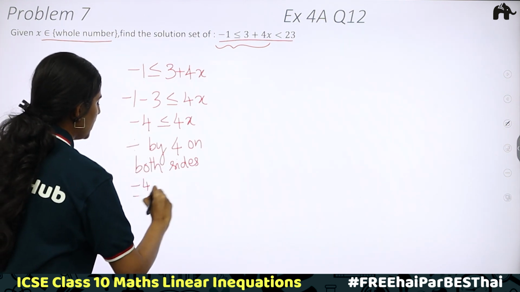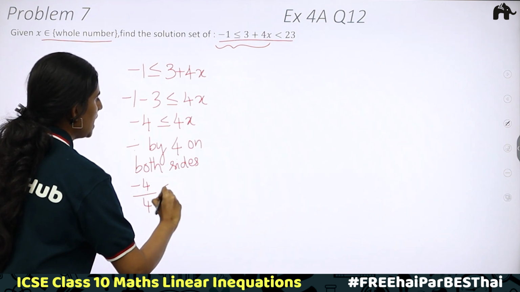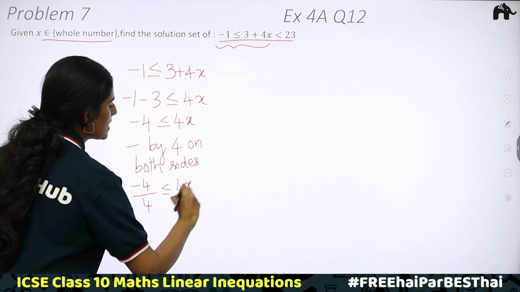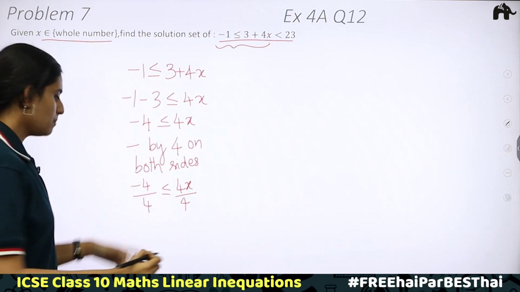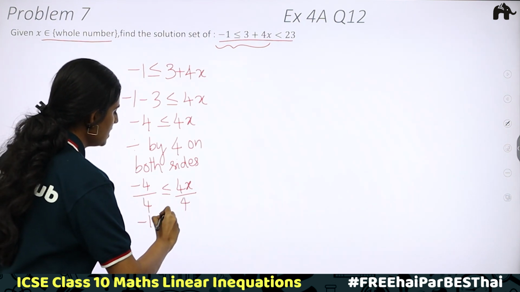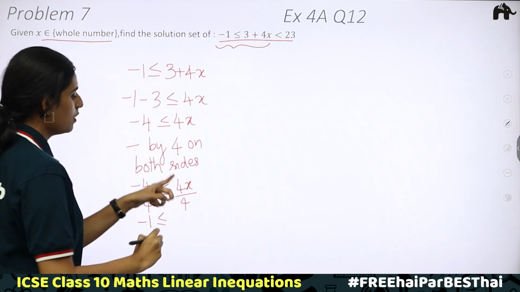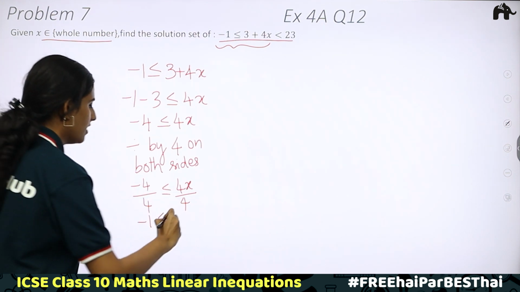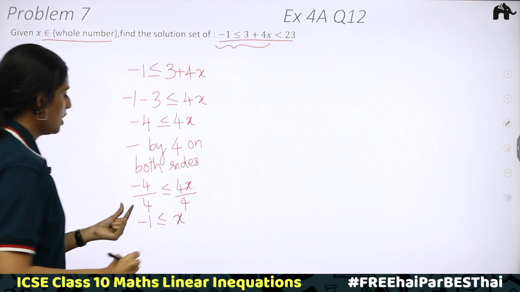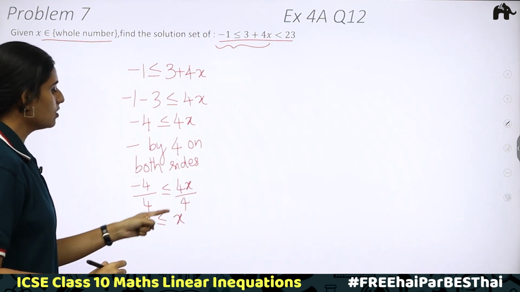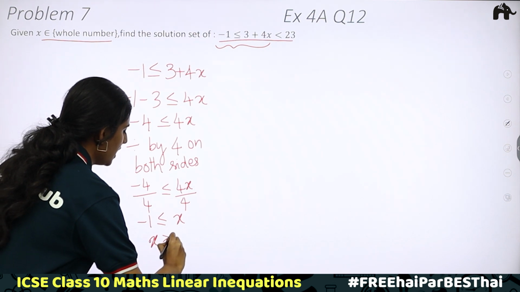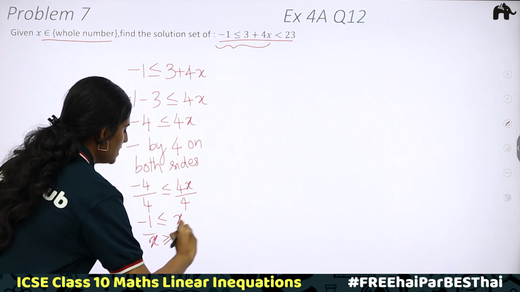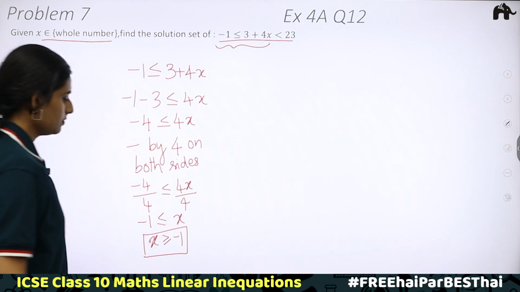Minus 4 divided by 4 less than or equal to 4x divided by 4. Minus 4 by 4 is minus 1. Minus 1 less than or equal to x, which means x greater than or equal to minus 1. This is our first condition.